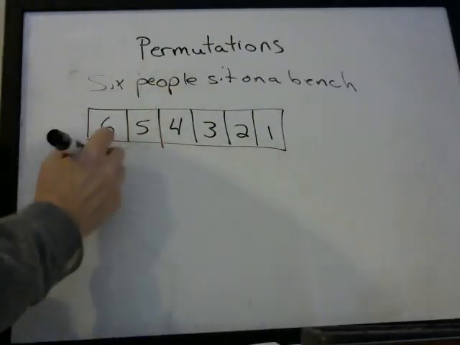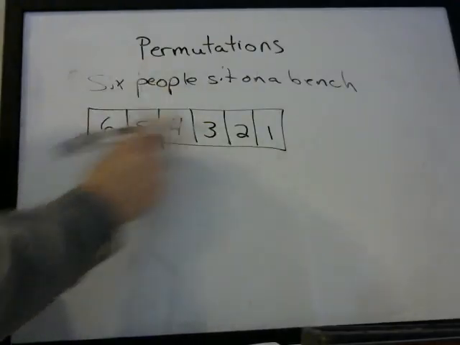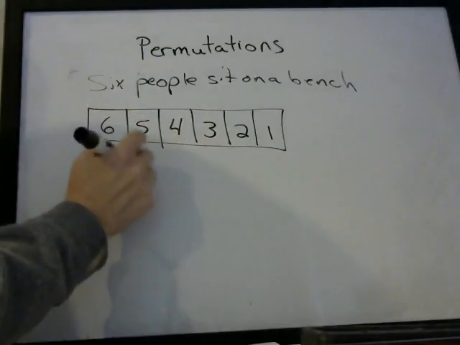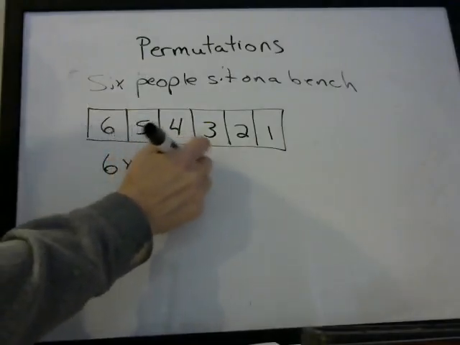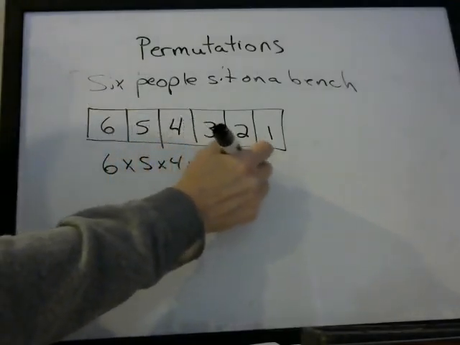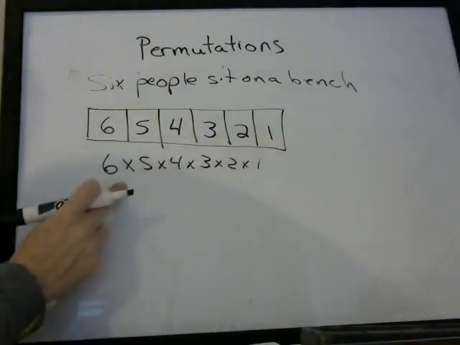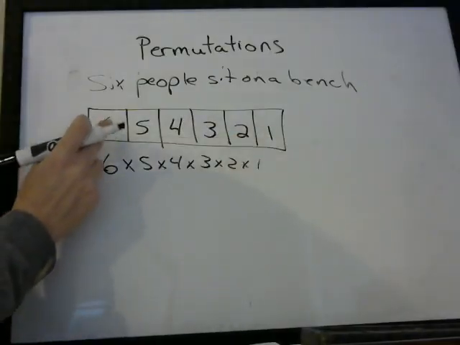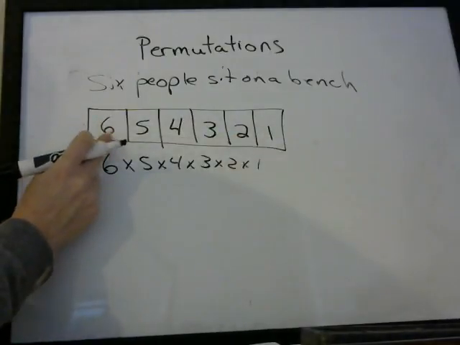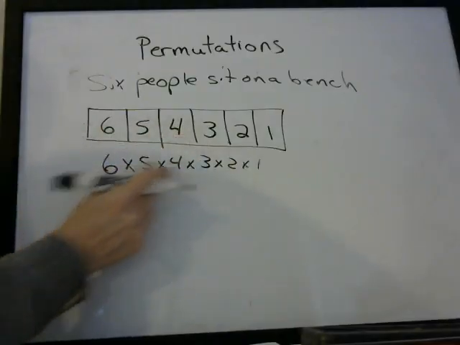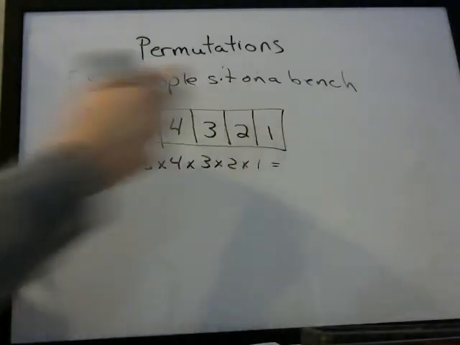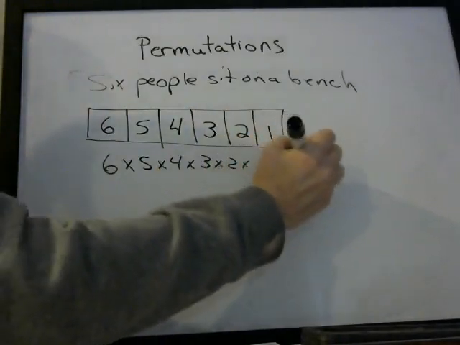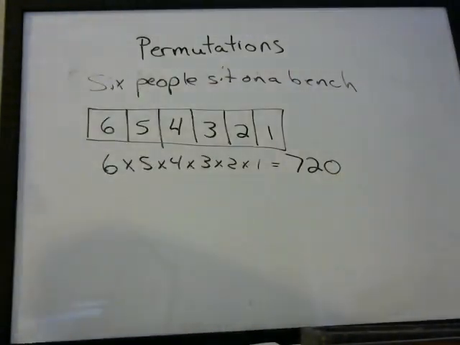So how many ways can 6 people sit on a bench? 6 times 5 times 4 times 3 times 2 times 1. You just multiply it together. So you first figure out how many people can actually sit in each spot, and then you multiply it. You throw that in your calculator. There's 720 different ways that people can sit down.